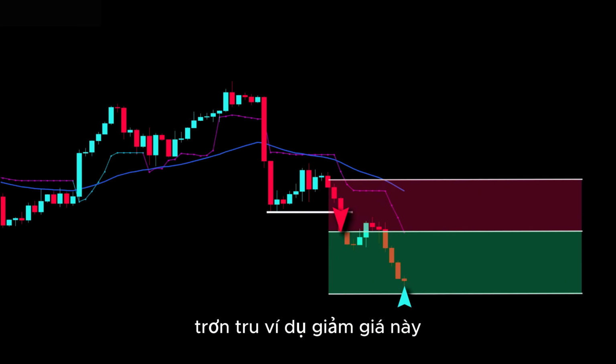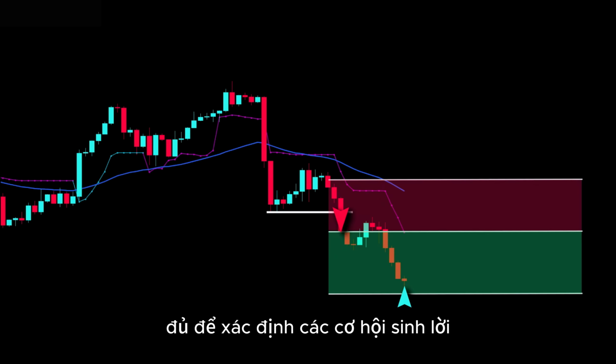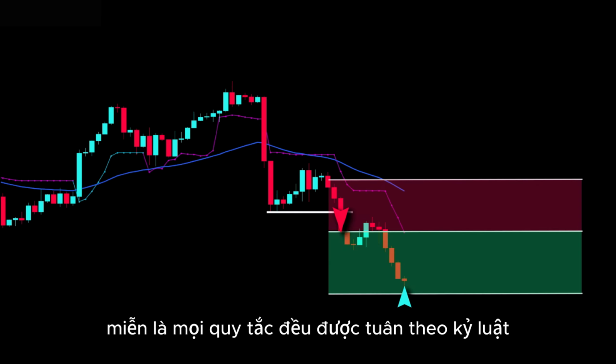target smoothly. This bearish example clearly demonstrates that the strategy is flexible enough to identify profitable opportunities in both rising and falling markets, as long as every rule is followed with discipline.